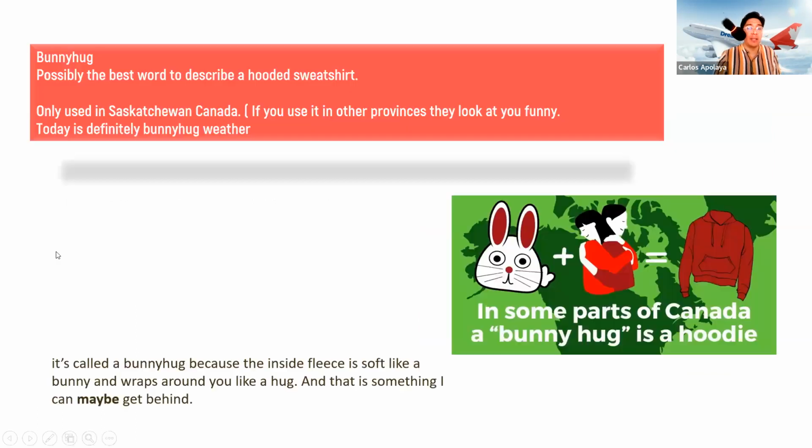Yes, of course. So we have the first word that is different from American English. You know this word is hoodie, right? Campera, hoodie. But in a region, in Saskatchewan, in Canada, people say bunny hug. You know? Bunny hug, just in that region. For example, it would be, oh my goodness, like in American English.